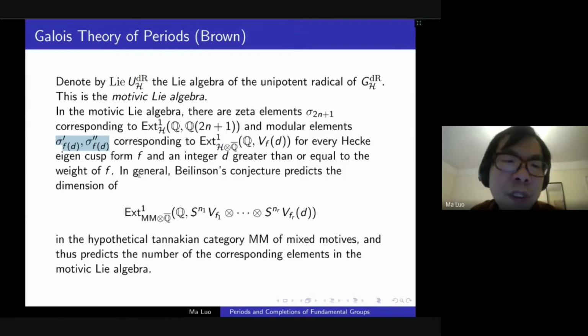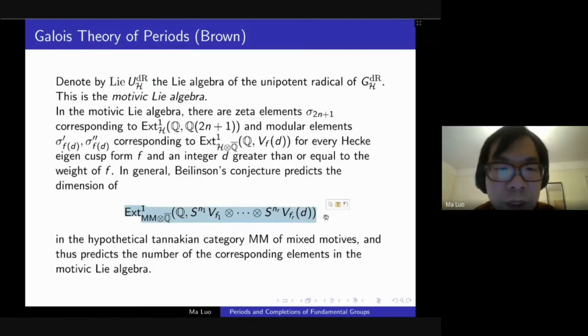More generally, you can predict the number of these elements because we have this Bayes conjecture predicting the dimension of the extension of this kind, and it should correspond to the same amount of elements in this motivic Lie algebra.